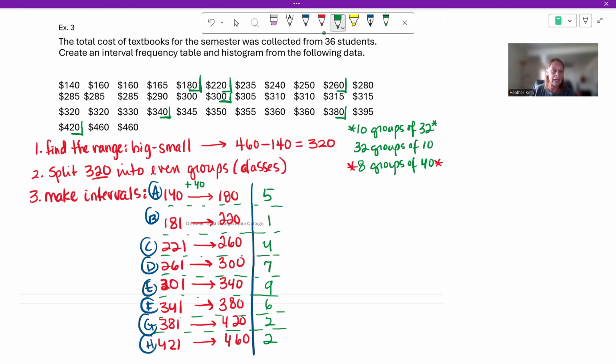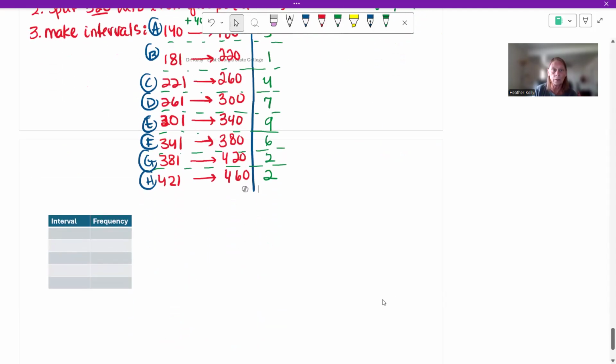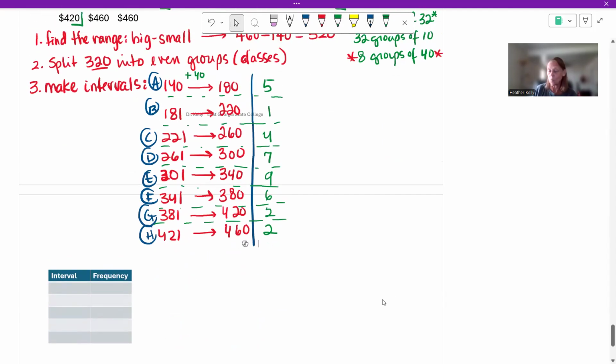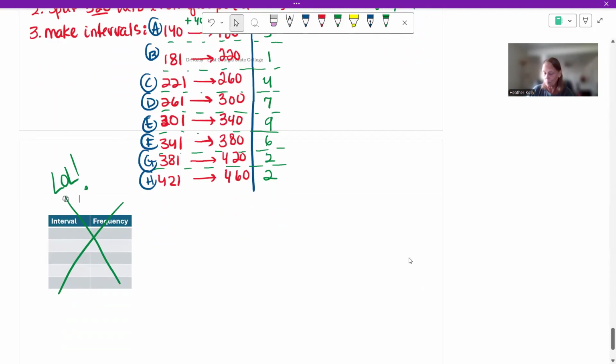And then finally, it asks us to make a histogram of this. So I'm just going to slide down. We got a little bit of room here. Ignore that completely, and let's make our histogram. I'm trying to get this so I can see it. Okay. Let me find my pen. Okay. So here we go.